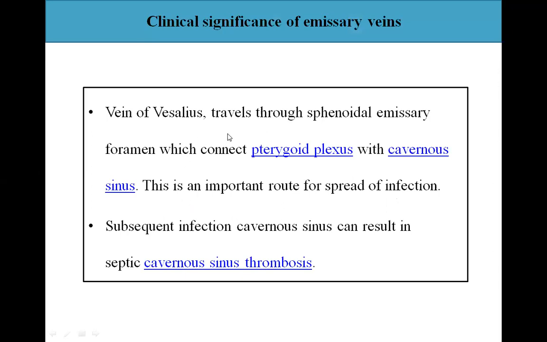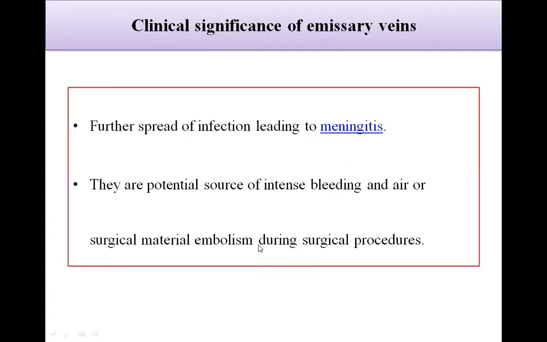The vein of Vesalius travels through the sphenoidal emissary foramen, which connects the pterygoid plexus with the cavernous sinus. This is an important route of spread of infection. Subsequent infection of the cavernous sinus can result in septic cavernous sinus thrombosis and further spread of infection leading to meningitis.